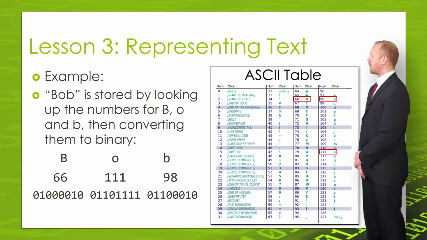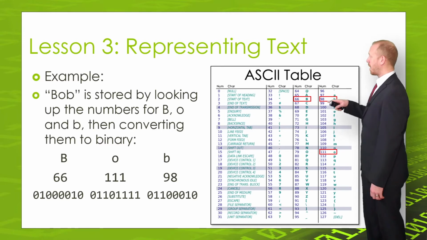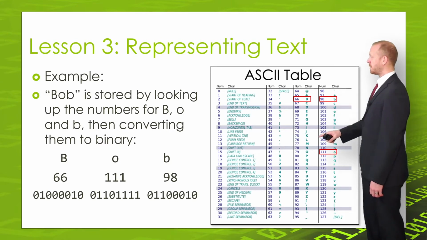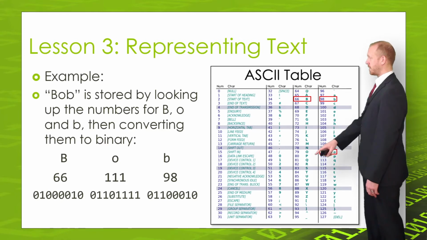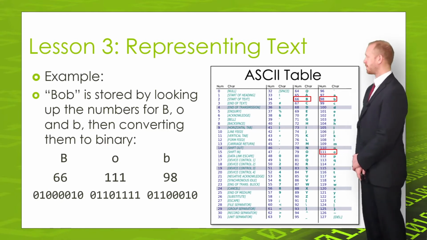So if we wanted to store the word Bob with capital B, lowercase o, lowercase b, then we'd look up capital B, which is 66, would look up lowercase o, which is 111, and would look up lowercase b, which is 98. Convert 66, 111, 98 to binary. So that down there is the binary for the word Bob.